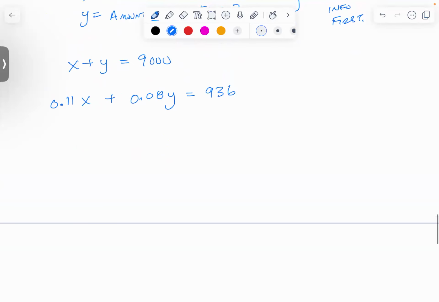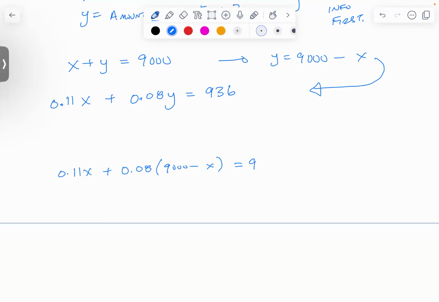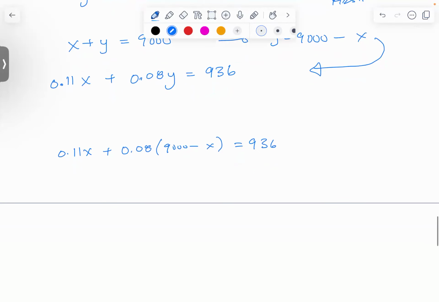Once you're there, once again, now it's just a matter of algebra. Let's do substitution. In order to do that, I'm going to bring the x over. So I'm going to call this y equals 9,000 minus x. Then I'm going to plug this guy into the equation here. And notice the whole point of substitution, now this equation only has one variable. Now we get to rainbow. That's our big step.